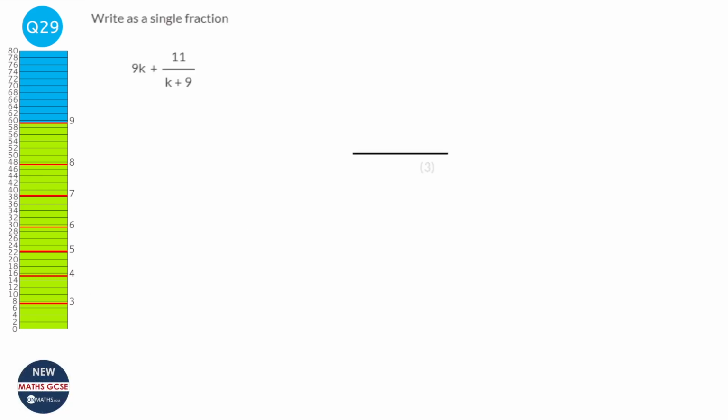When we add fractions or integers and fractions, we need the denominators of the fractions to be the same. And when we've got an integer, we just convert it to a fraction. And here we've got 9k, and we need to convert that to a fraction that is over k plus 9. And the way we do that is we get the 9k and we times it by k plus 9 over k plus 9. And effectively, k plus 9 over k plus 9 is just 1. So we're doing 9k times 1. So we're keeping it the same. We're keeping it as 9k.